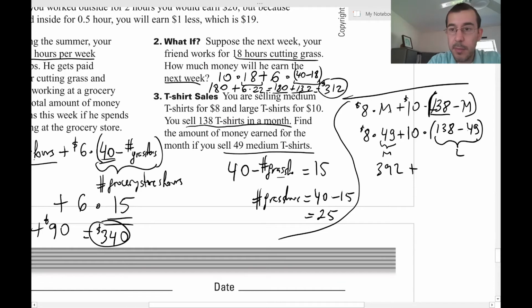138 minus 49 is 89. So 89 times 10 is 890. And this is 2 plus 0 is 2, 9 plus 9 is 18, 8 and 1, 8 and 3 is 11 and 1, 12. So $1,282. $1,282. That was number 3.